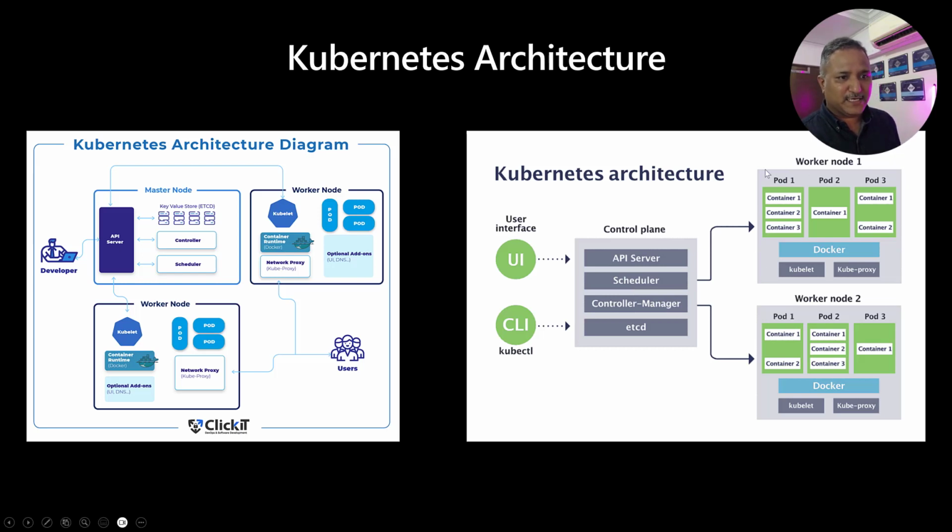So here on the right hand side, we can see a slightly different version of this representation, which shows worker node 1 and worker node 2. It has a container runtime, Docker, there is a kubelet and kube-proxy. These are the components which run on the worker node. And then it also schedules the actual workload, which is the containers or the pods, to run on these worker nodes.